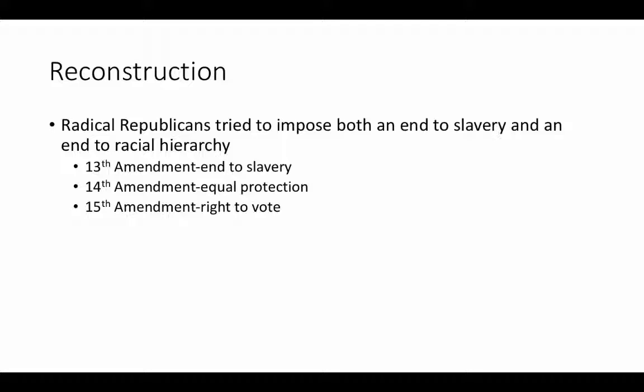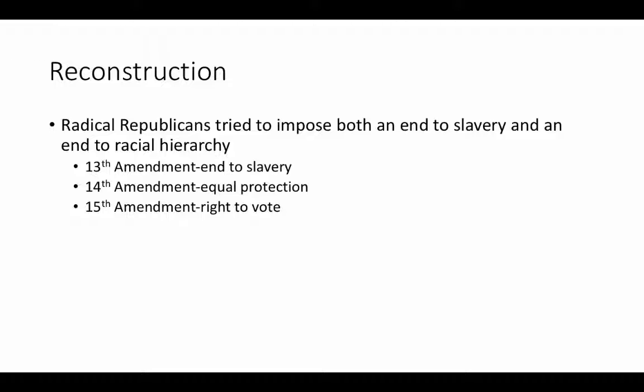So radical Republicans tried to impose both an end to slavery and an end to racial hierarchy. They did this by establishing 3 major amendments in the Constitution, and I always like to tell the kids how difficult this is. Overall, we really haven't had that many amendments passed to the Constitution, and when you look at them spread out over time, you only get a few in each decade. In this particular case, we have 3 passed dramatically within this time period.